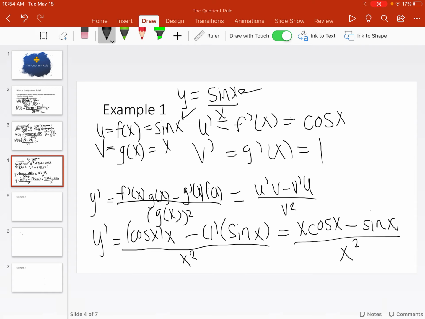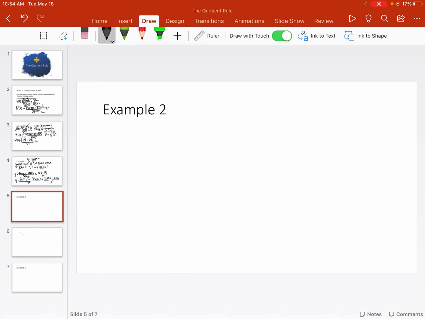So it's just a matter of knowing when to use the quotient rule: looking for a function divided by another function, writing out the quotient rule, and then finding the terms and putting the pieces of the puzzle together. It's not more complicated than that. It's quite easy. So let's go on to the next example, which is a little more complicated.